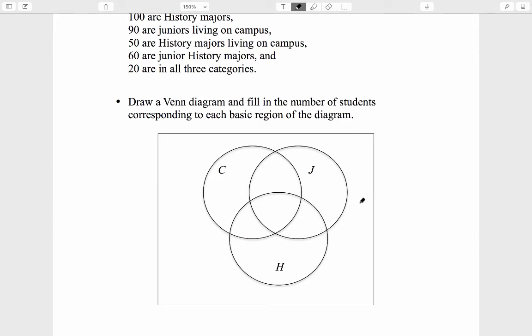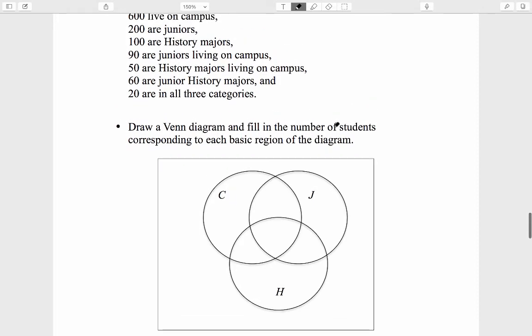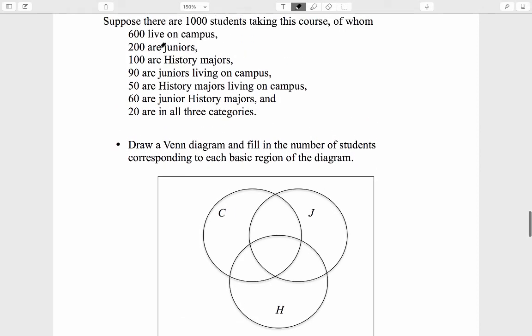Now, how do we even begin? We have to look through the information that's given and try to see, is there any piece of information here that corresponds to one single basic region? Yes, it's the 20 students who are in all 3 categories. That is the only number that we're given that corresponds to a single basic region of the diagram.